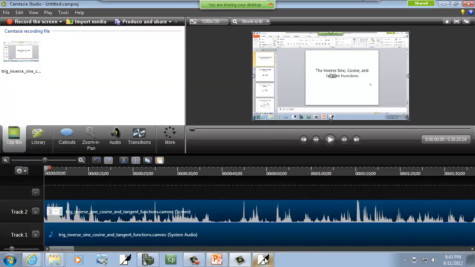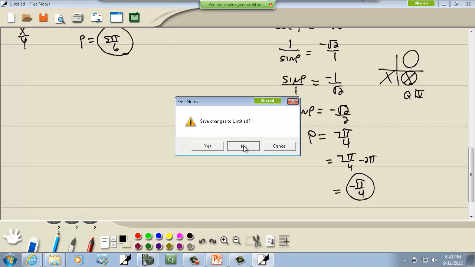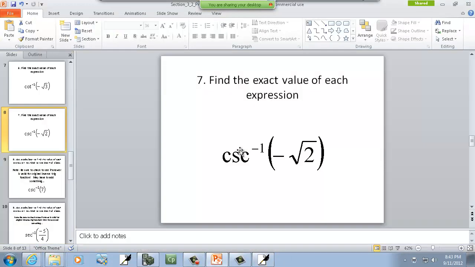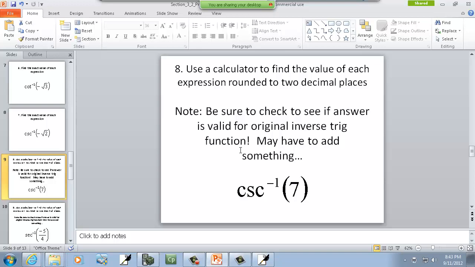And okay, why do you keep doing that? It keeps throwing me out of the application for some bizarre reason.